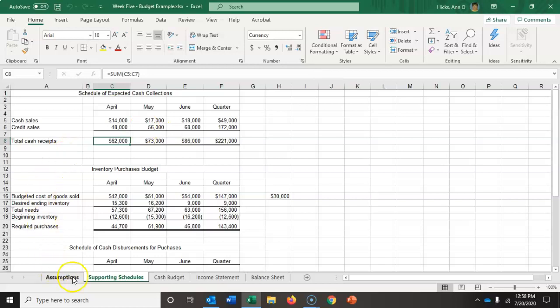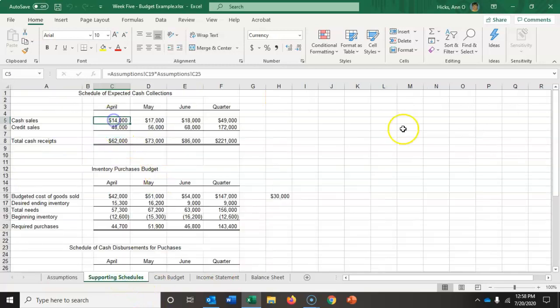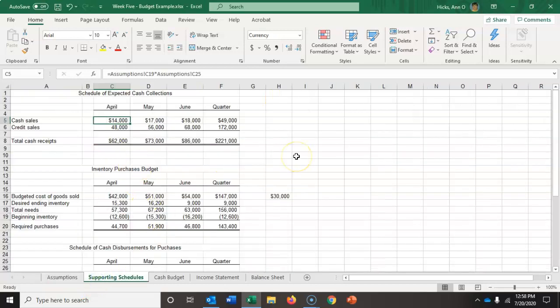So you'll remember from the assumptions that we're assuming 20% cash sales collected in the month of sale, 80% credit sales, and those will be collected in the month following sale. So for April, we've got $14,000 in cash sales, which is simply the April sales of $70,000 times the 20%. Then credit sales for April will, of course, be based on March sales.